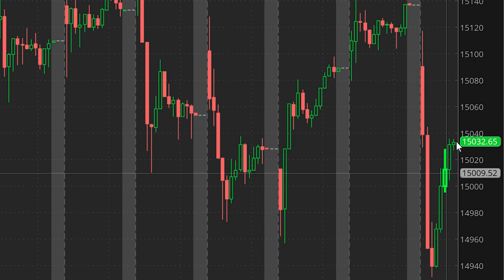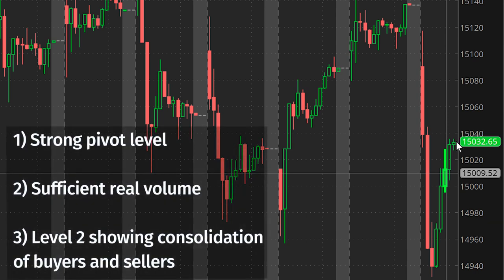So three essential confirmations before entering this trade. One, is NDX near a strong pivot level? Two, is there sufficient real volume for the day? And three, is the level two showing relative consolidation of buyers and sellers in the technical chart? When these conditions are met, then there is quite a high probability that these options could decay quickly, netting us some good profits.